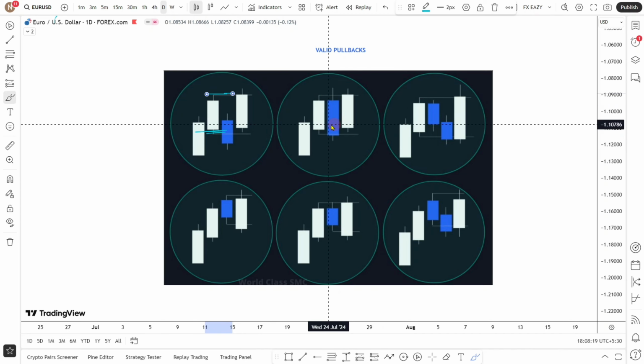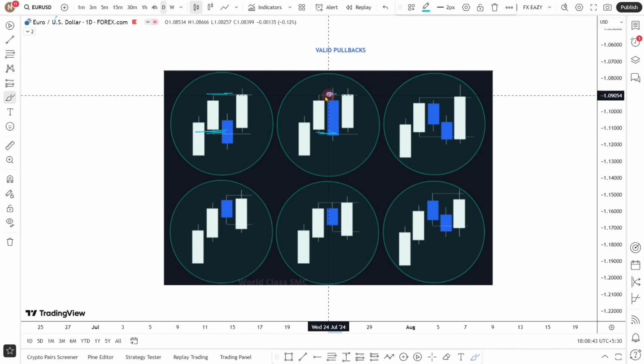In this example, I have shown you multiple valid points and invalid pullbacks also, so it would be much easier for you to identify which one is our valid retracement point and which one is not our valid retracement point. See, at this level it has taken the previous candle low, and at this point it is not confirmed.